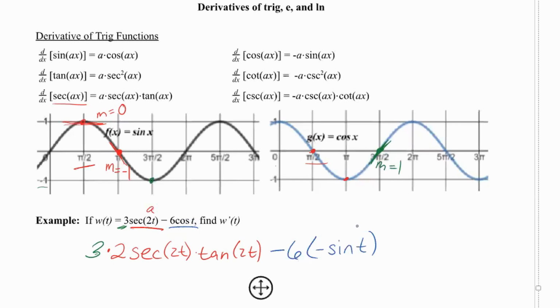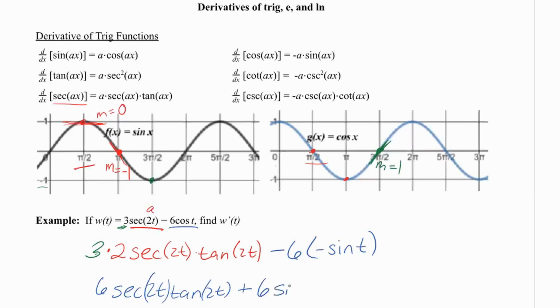So now we can just simplify a bit. 2 times 3 is 6 secant 2t tangent 2t. Negative and negative is plus 6 sine of t.